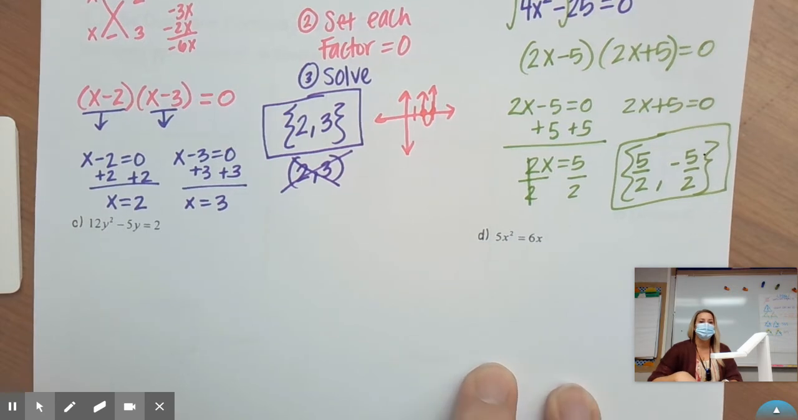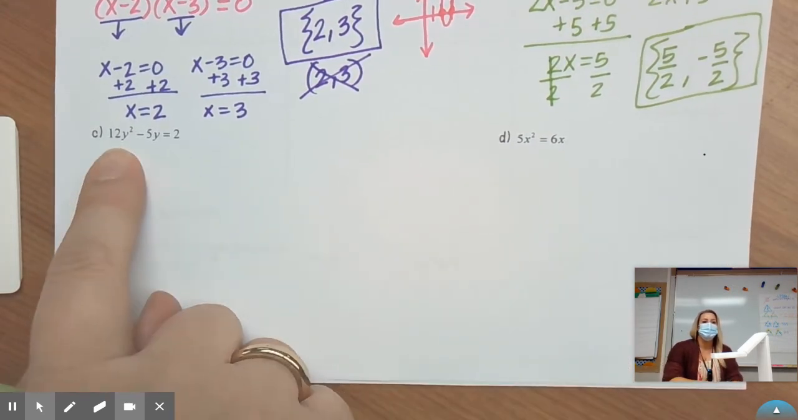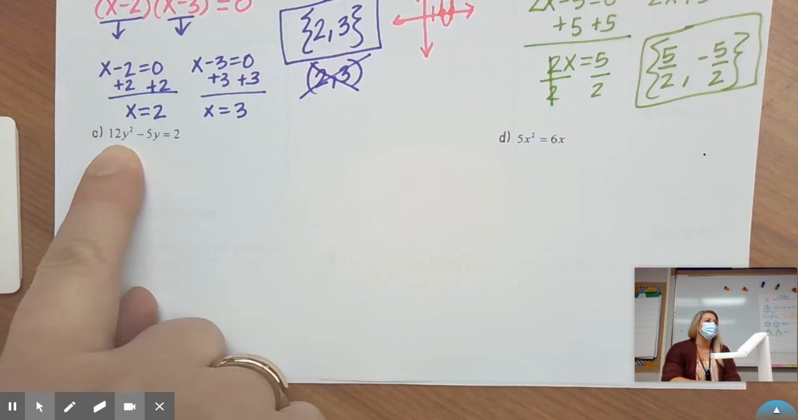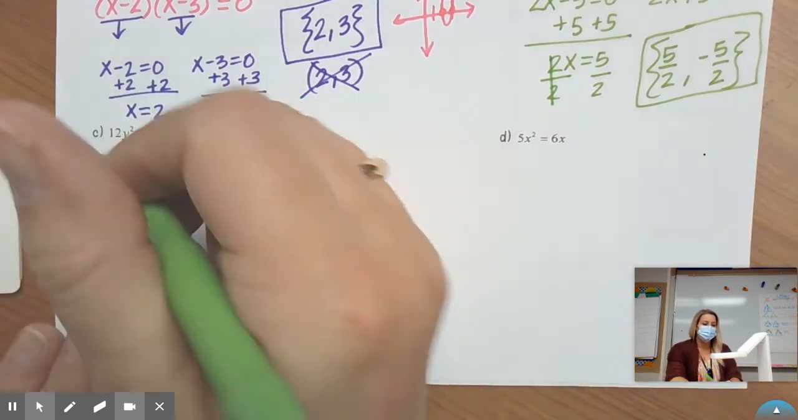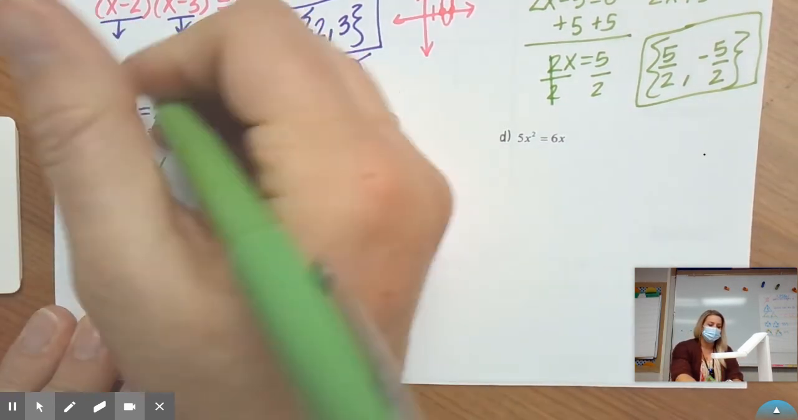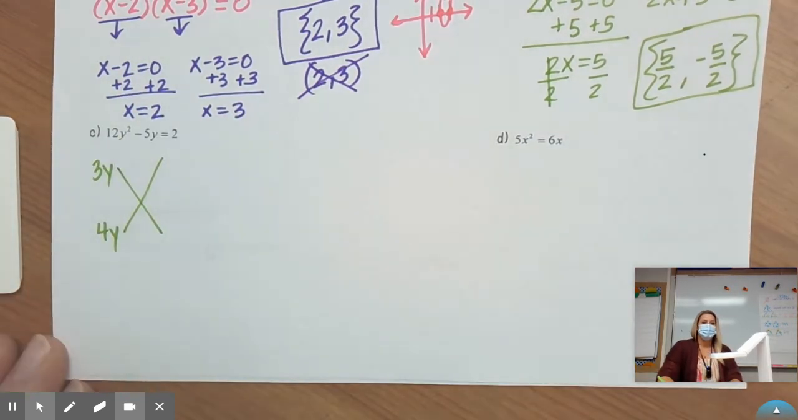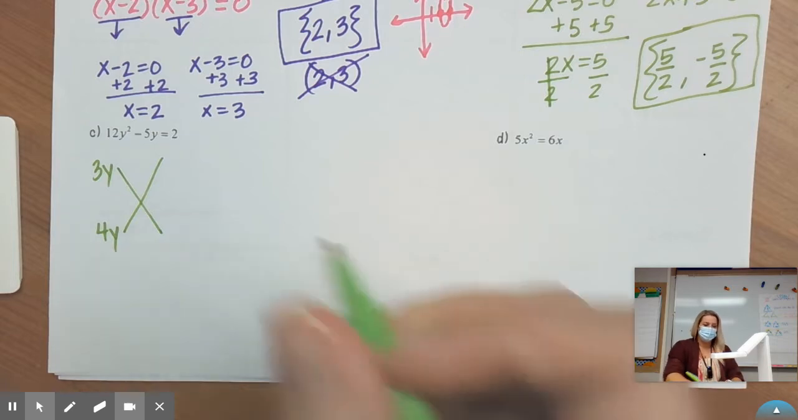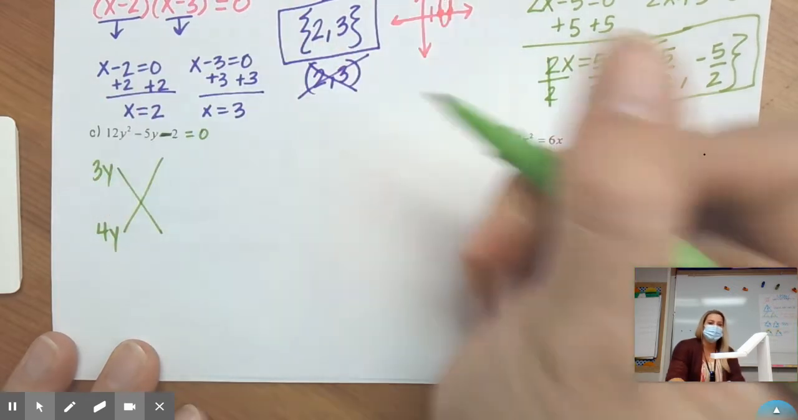Okay, so I would like you guys to try and work on C and D. C is a little tricky because you've got a 12 here. So your options are 1 and 12, 2 and 6, 3 and 4. I'll give you a hint that it's 3 and 4. How about that? And I forgot, you have to move over that 2. So it's really a -2 there.